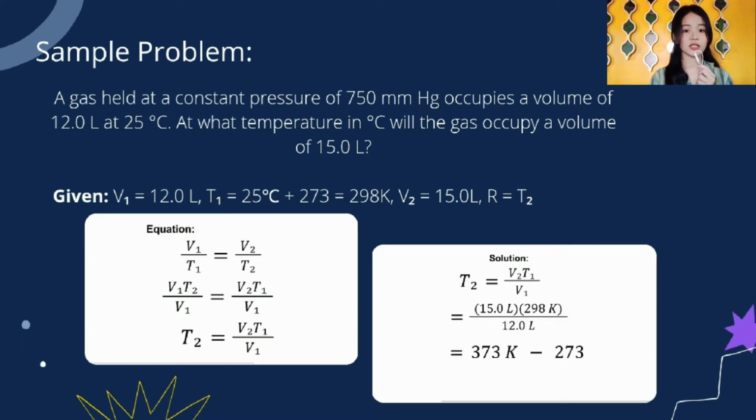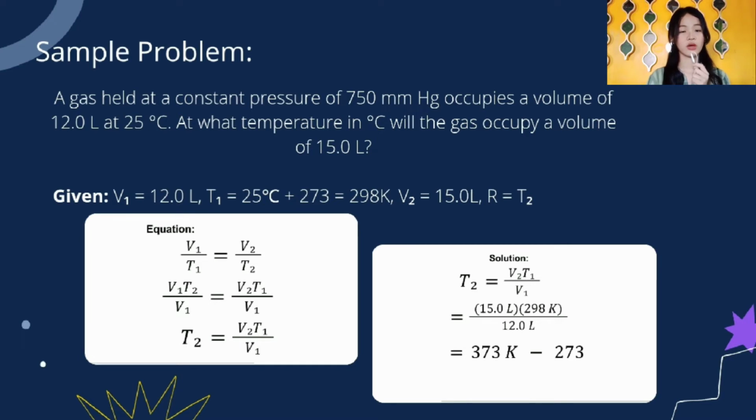Presented in the first box in the PowerPoint are the possible equations, which are mainly derived from the original one, which can help us as we solve for any specific Charles's law related problem. And since we are going to find the second temperature, we are going to use the last equation presented, or T sub 2 is equal to V sub 2 multiplied by T sub 1 all over, or divided by, V sub 1. Next, we are going to plug in the given from our sample problem.